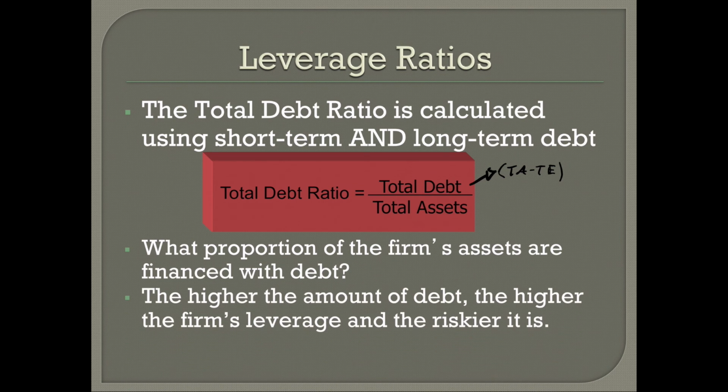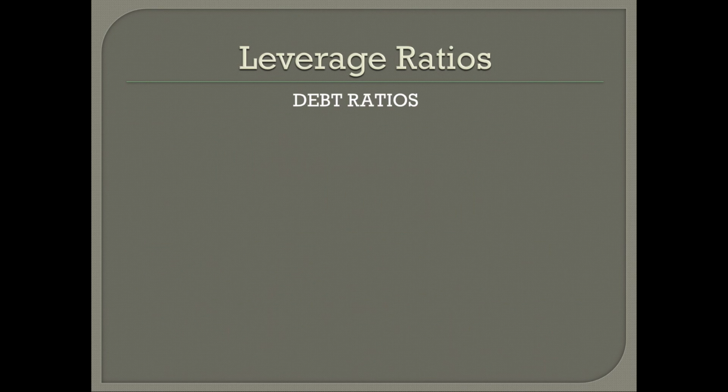The higher the amount of debt, the higher the firm's leverage, and we say it's more risky. Why? Because they have those fixed debt obligations, those interest payments that they must make. So in the event of a downturn, they still have to make those payments, and so the more debt used, the higher the risk.